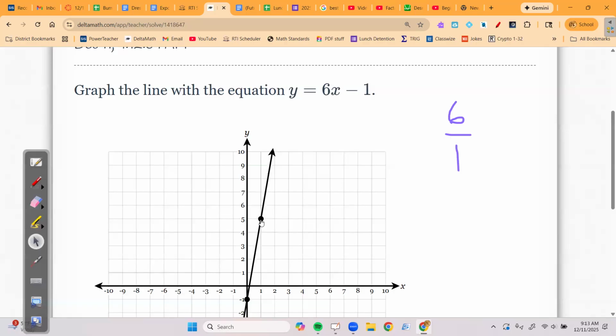Rad. All right, your assignment's on Delta Math. Let's get it done before the class is out. You have 16 minutes to do 40 problems. You'll probably be done with 5 minutes to spare, quite frankly. This is a super quick assignment. Super quick.